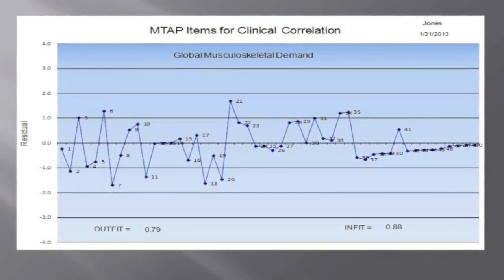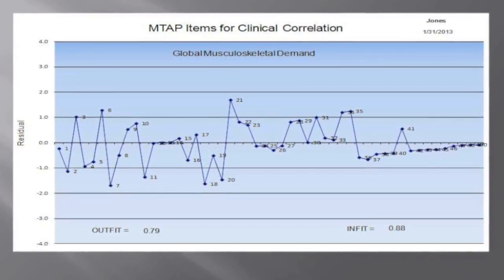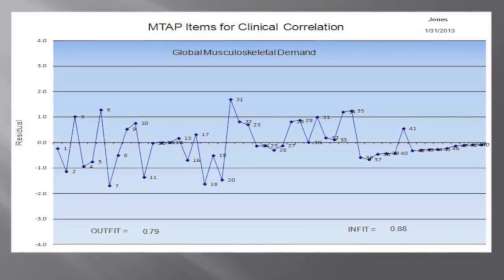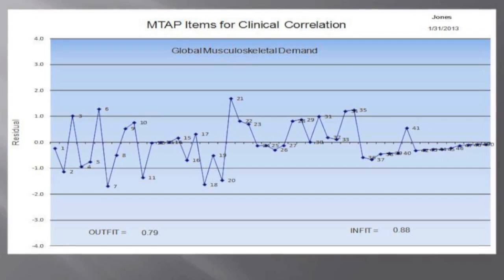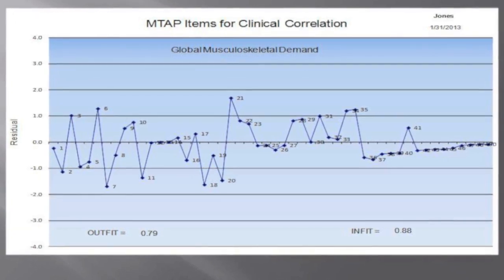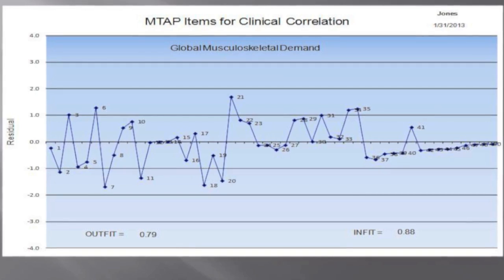We copy and paste the data into the answer sheet and hit Control B, and this is what we get, the clinical correlation graph. Although it is complex, the outfit and infit scores are well within the expected range. All of the variations from the expected range are tied to the person's impairment.